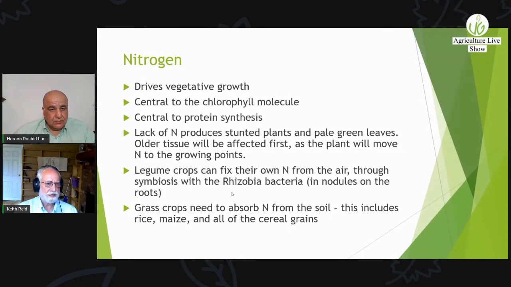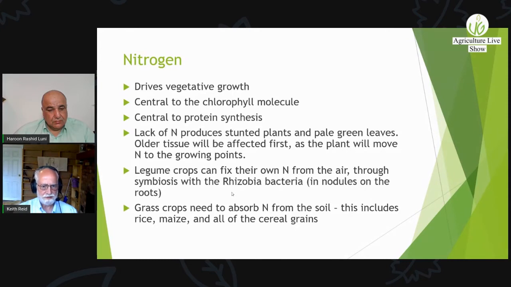Nitrogen, it drives vegetative growth. That's what makes the plants green. It's the central part of the chlorophyll molecule, and often, a lack of nitrogen will show up as a lack of chlorophyll, so you lose that dark green color. It's central to protein synthesis, so any of the protein from the plants has nitrogen as a base. And if we're short of nitrogen, you're going to get stunted plants, pale green leaves, but it's going to show up in the older tissue first. So the plant can actually take nitrogen, move it from the older leaves to the growing point, so the new leaves will look healthy, and the old leaves will look pale or yellowish.